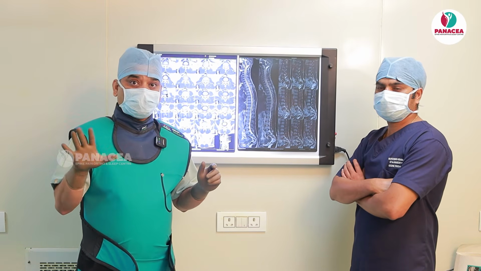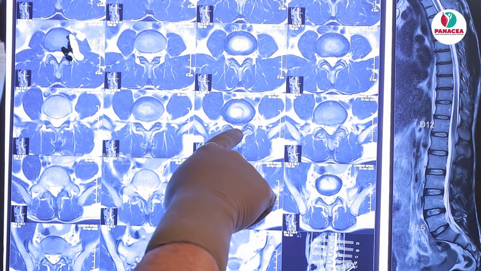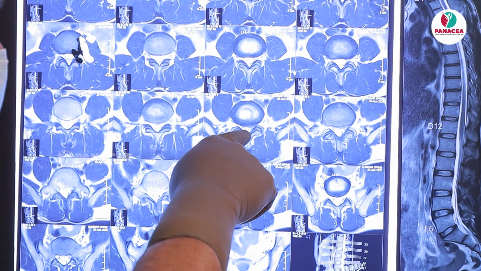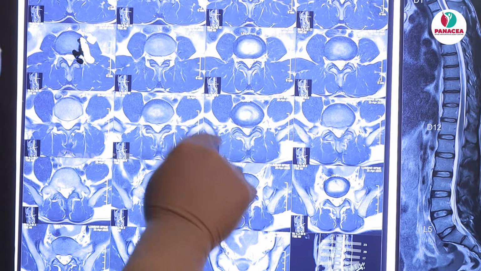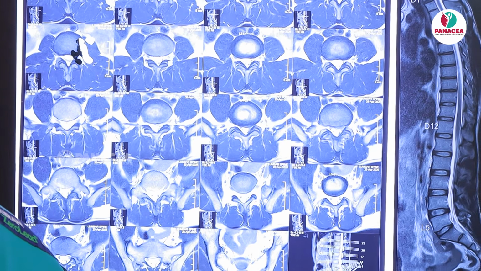What we are going to do, I will show you. This is a case of L4-5 lumbar PIVD radiating to the left lower limb. You can see here there is a paradiscal acute disc herniation. So we are going to do a Kambin's epidural injection right now.